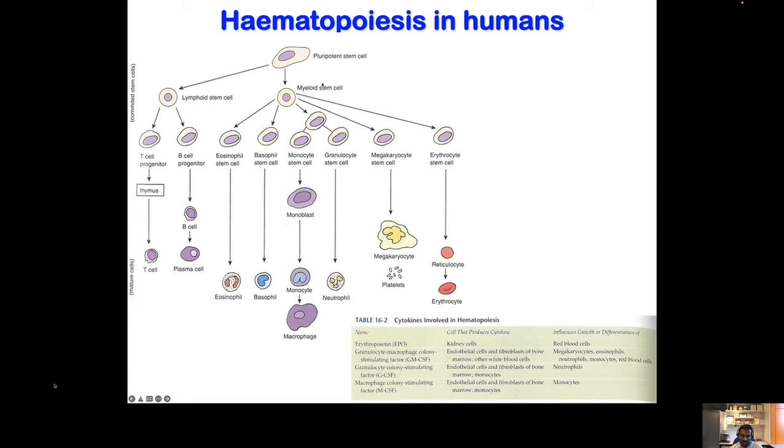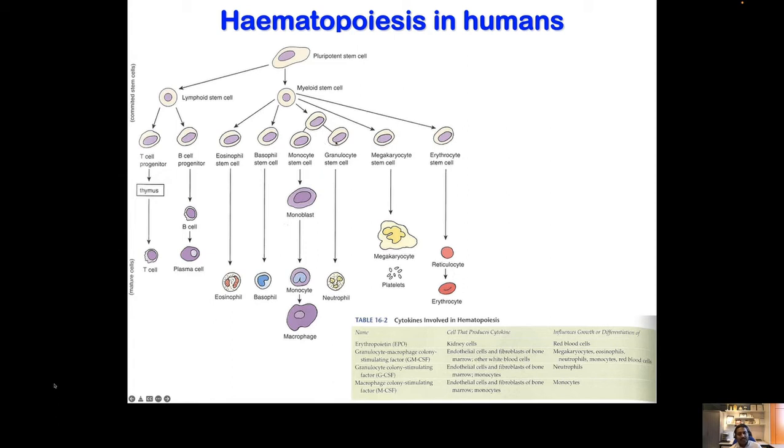Then the next major stem cell we talked about is the myeloid stem cell. That's going to differentiate into many different types of stem cells. First, they're going to differentiate into the eosinophil stem cell, which will differentiate to form eosinophils. Then basophil stem cells will differentiate to form basophils. Then monocyte stem cells will become monoblasts and differentiate into monocytes. When they get into the tissues during infection or any problem, they will be converted into macrophages.